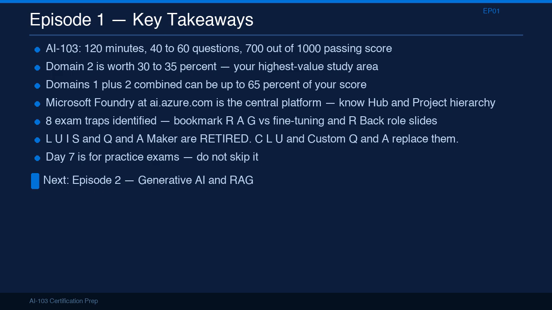I will see you in Episode 2 where we go deep on generative AI and RAG. That is where we start building the biggest block of exam points.